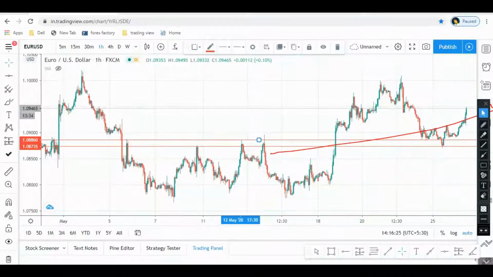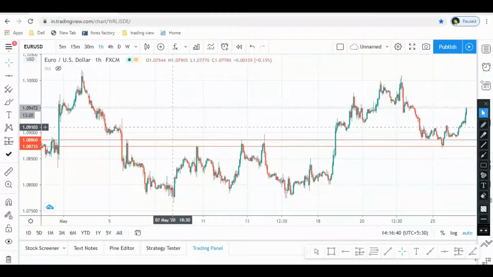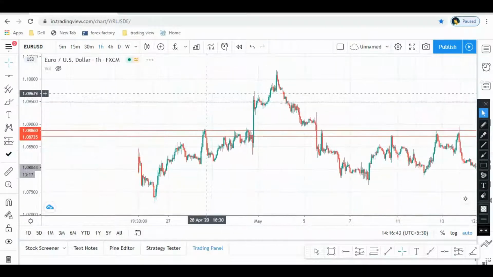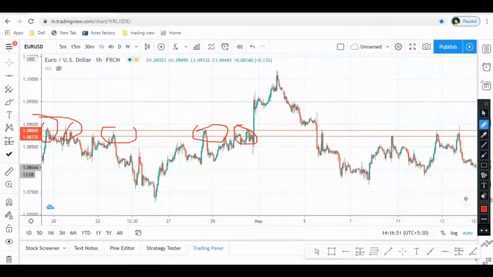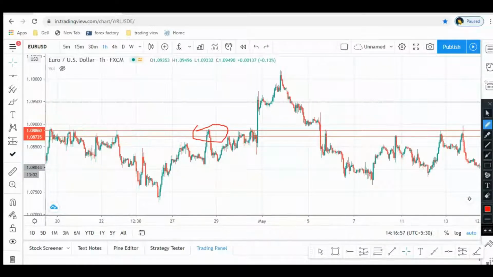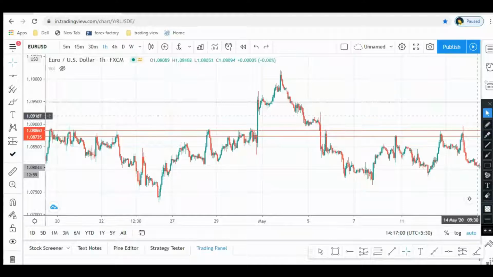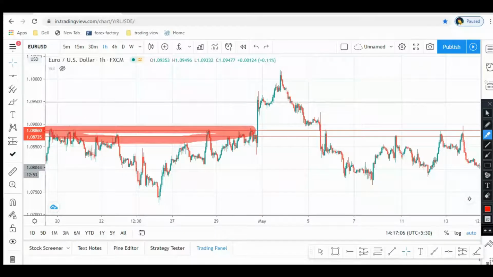I will simply go back and find out. Let's find out. I will go back. See, this particular area is acting as a resistance, 1, 2, 3, 4, 5. Now go back again, and go back more. Let me delete all these lines. You can simply see this area has acted as a very strong resistance.